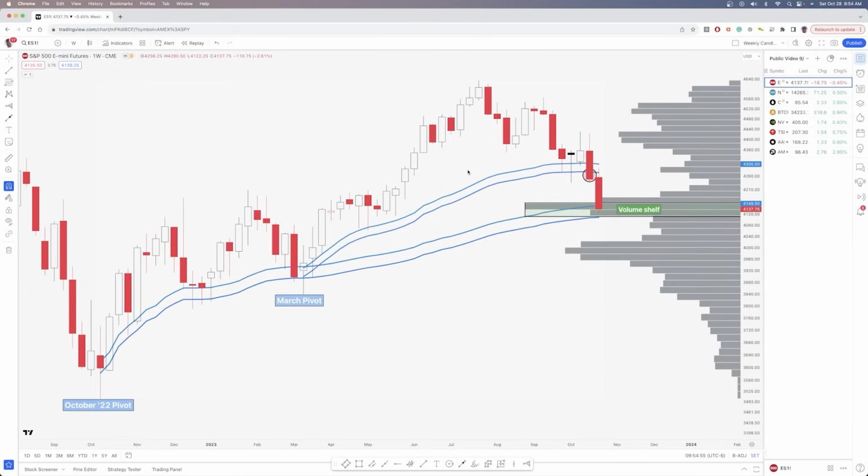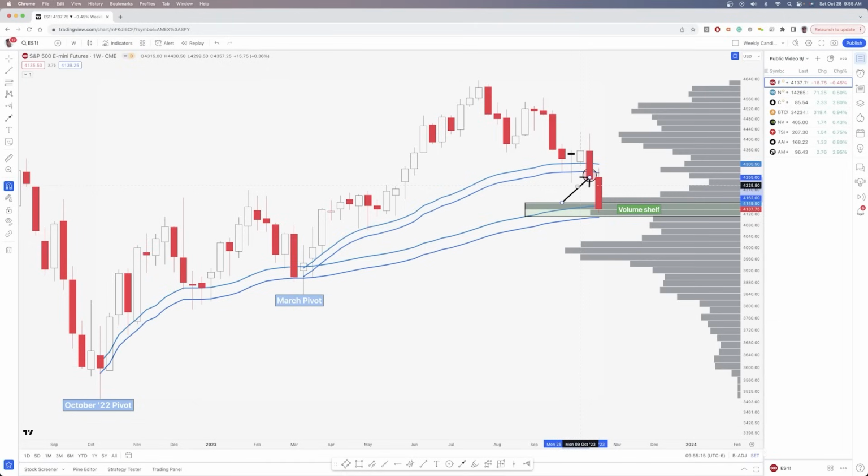We'll start with ES. This is simply just the S&P 500 E-mini futures. What we're going to go over is really what happened last week, which was simply the fact that we broke below the March pivot VWAP zone. That was the main area that we were watching here, shown by this red circle. We did close below it.